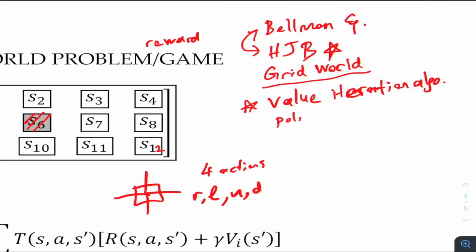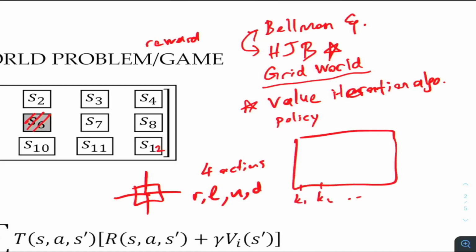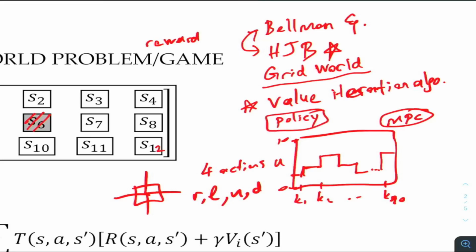Okay, policy. Think of it like model predictive control. What are you calculating? You are calculating k1, k2, dot dot dot, kn, let's say k10, and this is like the input. So 0 to 10, for example. You calculate that type of input. In MPC, model predictive control, I am going to give an example to explain policy. What is the term policy here? Policy is like strategy.